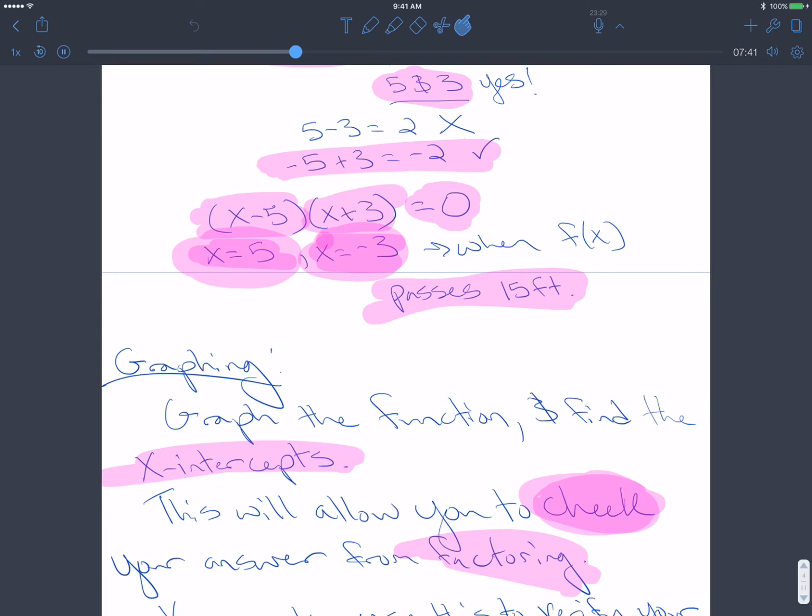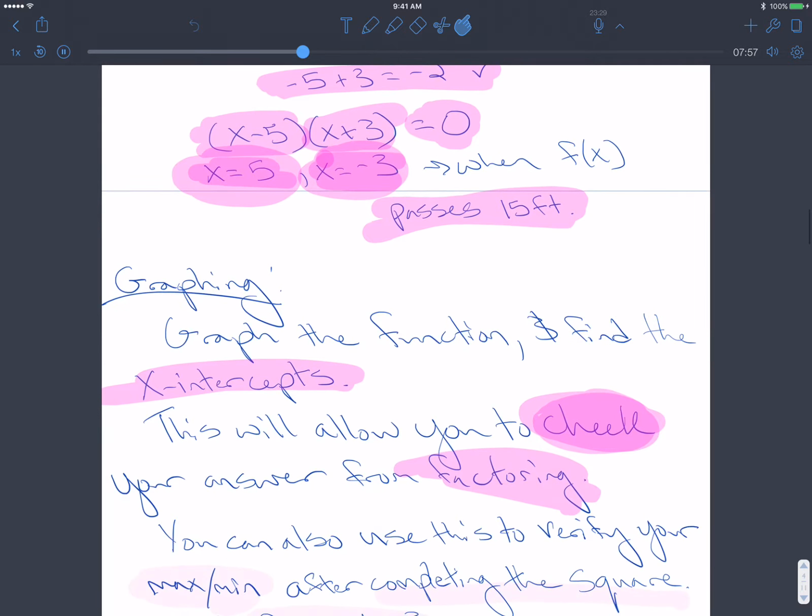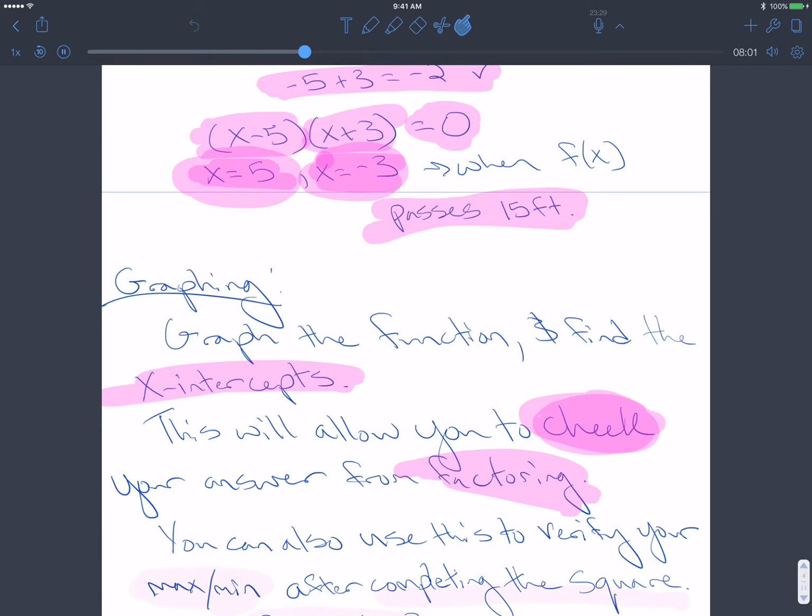Because the nice thing about this class is you can check all of your answers for the most part. You can always look at the graph, you can always plug your numbers back in, you can always FOIL your factors to make sure they're consistent. There's a lot of opportunity for you to double check your answers to make sure that the answer you got is correct. So use that opportunity to make sure that you have the right answer, so that you know you're right, you know you're done.